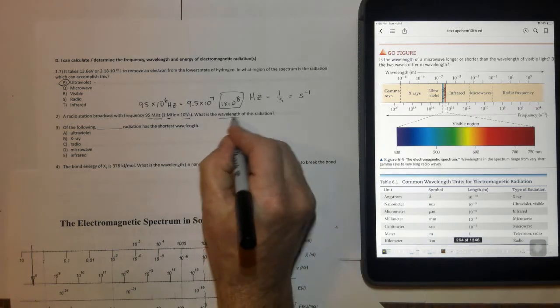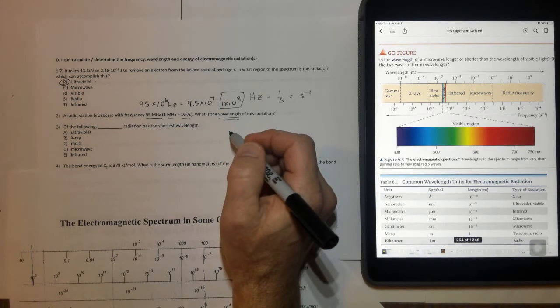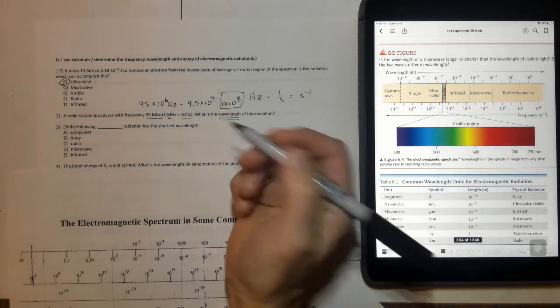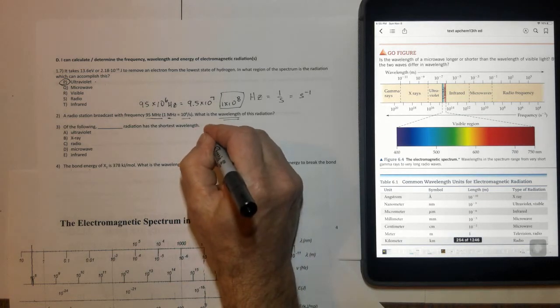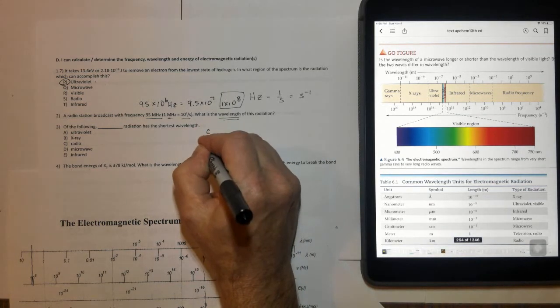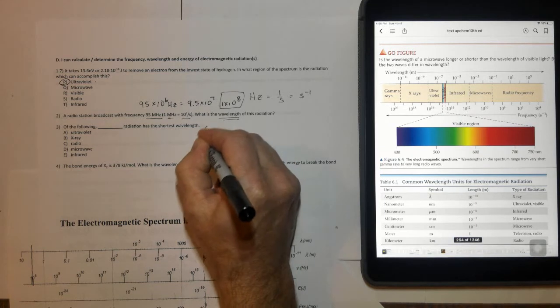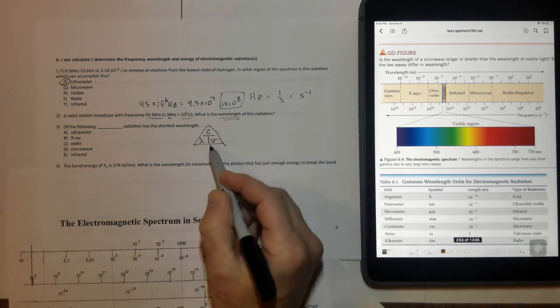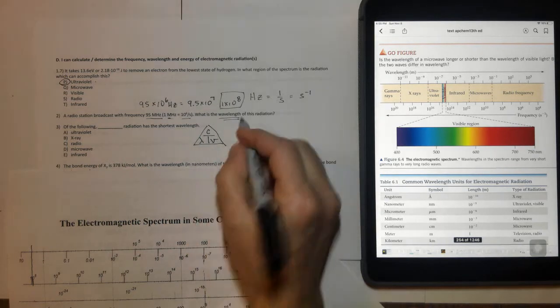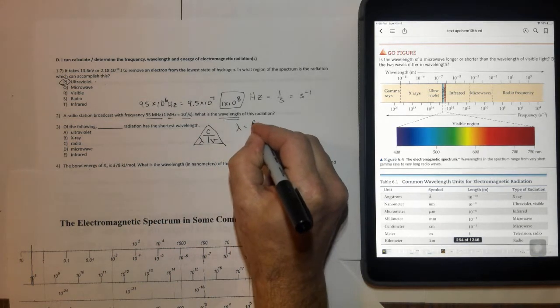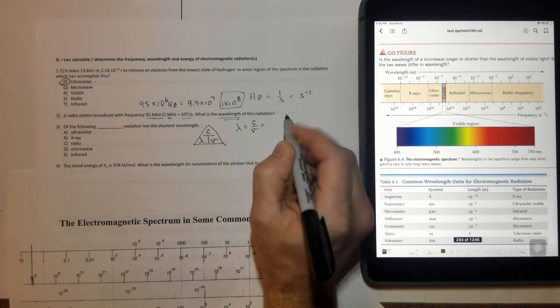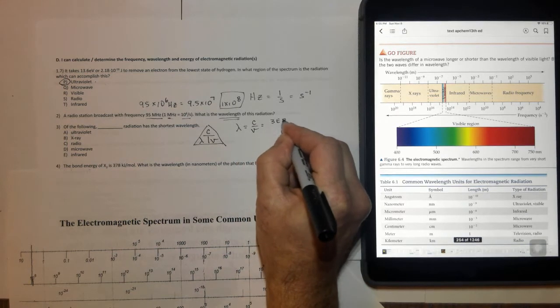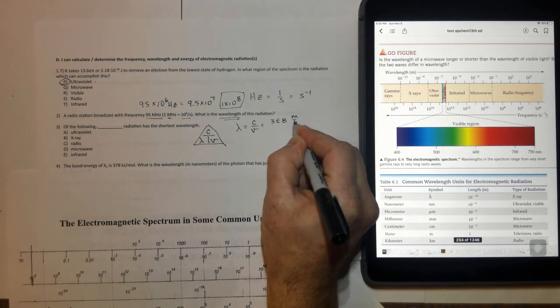So to calculate the wavelength, though, we could go ahead and use the equation c equals lambda nu. We usually write it as a triangle like this. And if we're looking for the wavelength right here, we could write wavelength is equal to c over nu. c, of course, is 3 times 10 to the 8th, and that's meters per second.